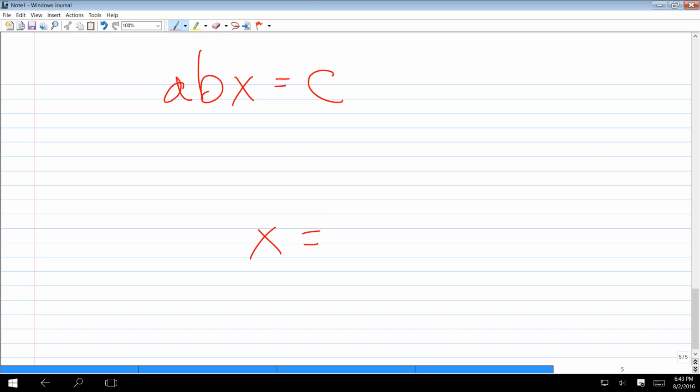Divide by a and b. Divide the left side of the equation by AB. Okay, then those will cancel and I'll be left with x. Well, if I divide the left side by AB, I have to divide the right side by AB also. Then my answer is C divided by AB.